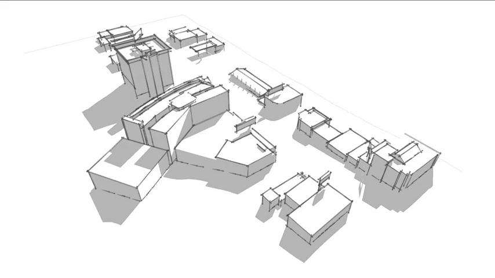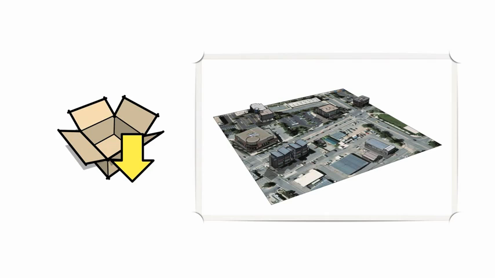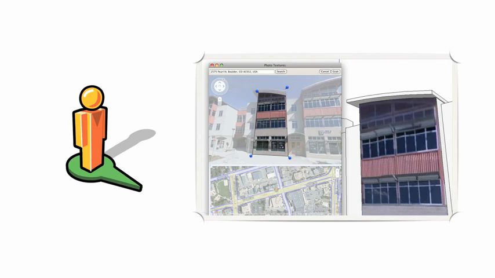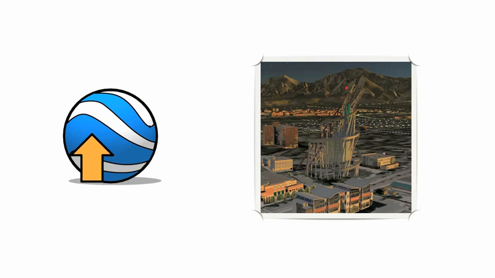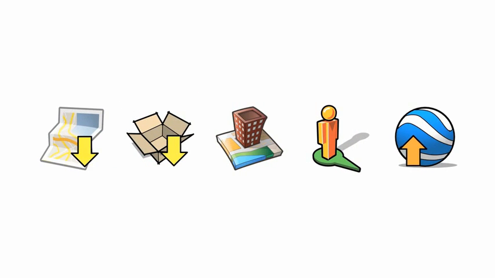Combined with features we introduced in the last version of SketchUp, you can now bring in a color 3D terrain snapshot, import any nearby pre-modeled buildings, use SketchUp and Building Maker to model any other structures you need, get photo textures from Street View, and preview your work in 3D in Google Earth. SketchUp 8 brings the world into your modeling window.